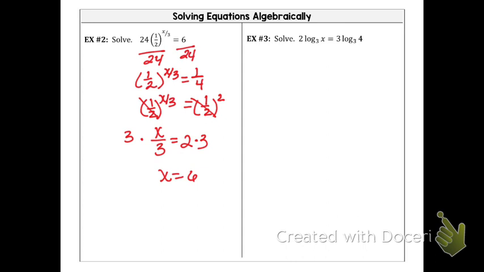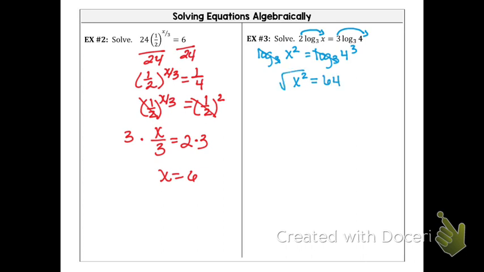All right, example 3. So we've got 2 log base 3 of x equals 3 log base 3 of 4. Remember, we can't have these coefficients in front, so let's move them as the exponents. So we get log base 3 of x squared equals log base 3 of 4 cubed. Log base 3's are the same, so we can ignore them. So we know that means that x squared has to equal 4 cubed, which is 64.